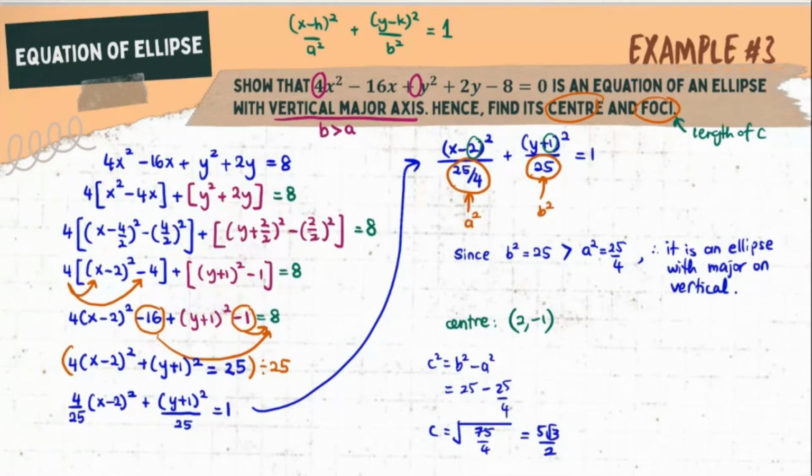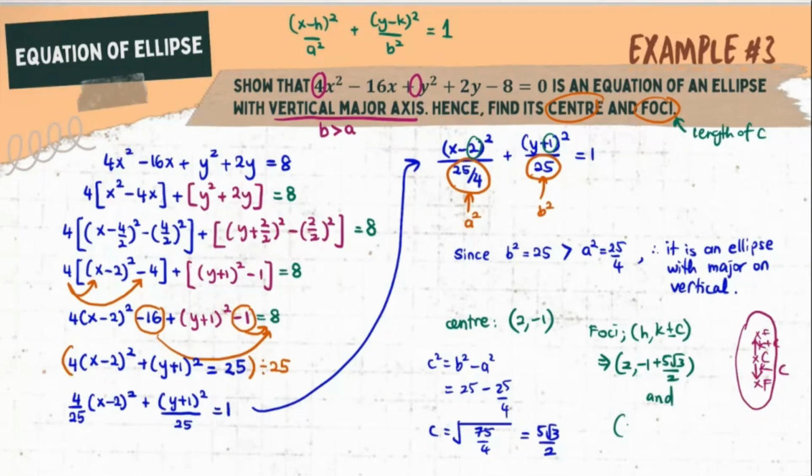So for the foci, when it is major on vertical, let me give an example here: vertical, here is the center, here is a focus, and here is a focus. So when going up we add c, when going down we subtract c. So what we add and subtract from is the value of k. Therefore your foci here will be (h, k plus minus c). So the answer here will be (2, negative 1 plus 5 square root of 3/2) and (2, negative 1 minus 5 square root of 3/2). So that will be your final answer.